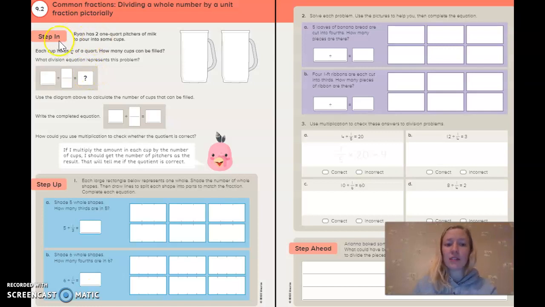Okay, so go ahead and start with the step in. It says Ryan has two 1-quart pitchers of milk to pour into some cups. Each cup holds 1/4 of a quart. How many cups can be filled? What division equation represents this problem?